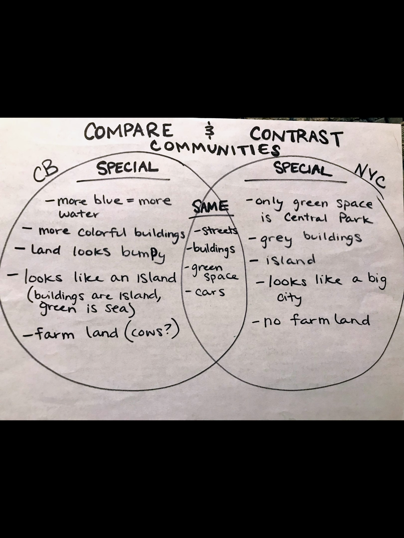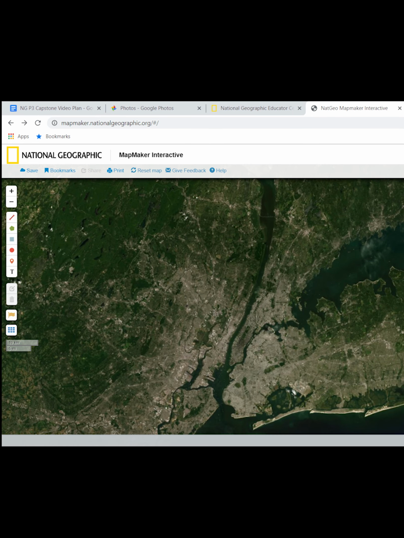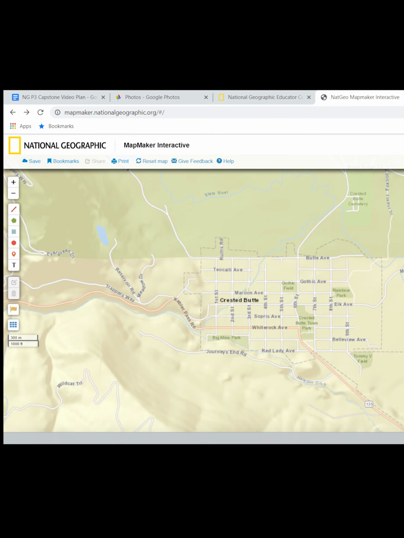For our final activity in the lesson, the class filled out a Venn diagram comparing their small rural mountain town community to New York City. Using street and satellite view on interactive maps, students made inferences about what they noticed on the maps and came to conclusions about the communities.